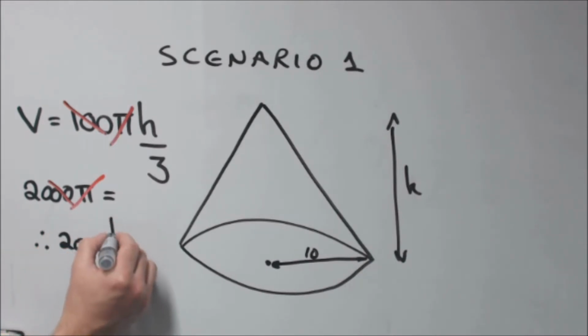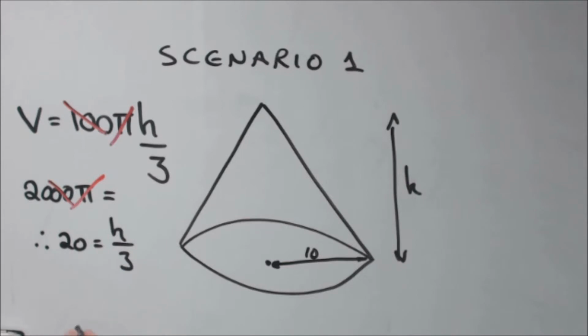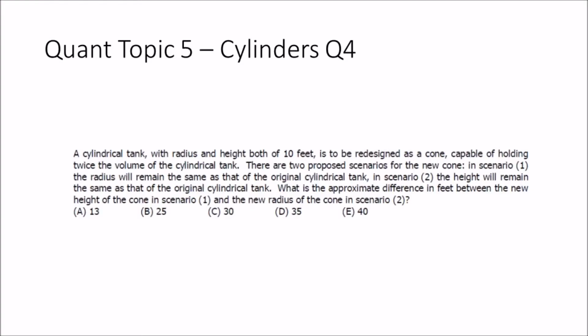You get pretty good at mental math the more practice you do, of course, and you're going to be doing a lot of practice as you move towards your GMAT. So once you've established that the height for scenario 1 is 60, maybe just double check your variable h1. And let's now look at scenario 2.